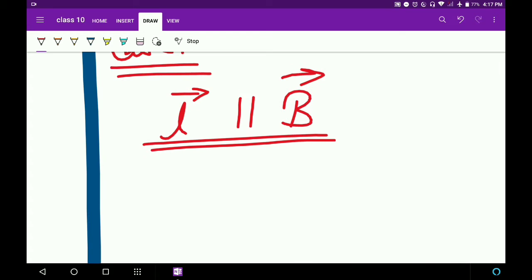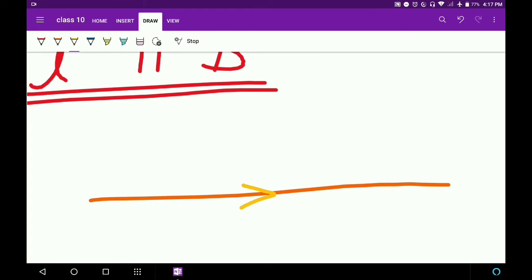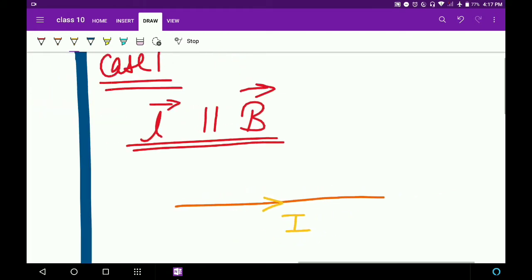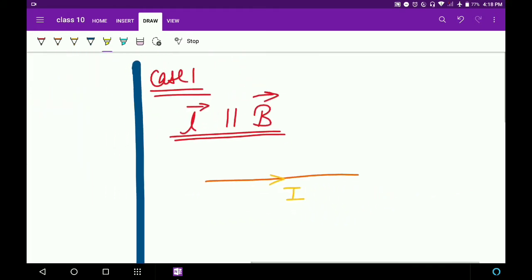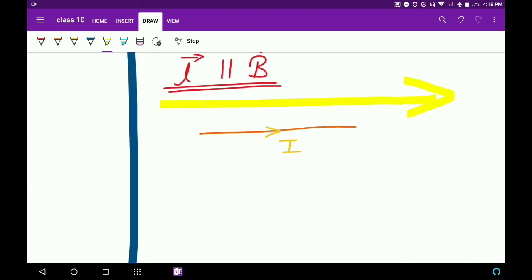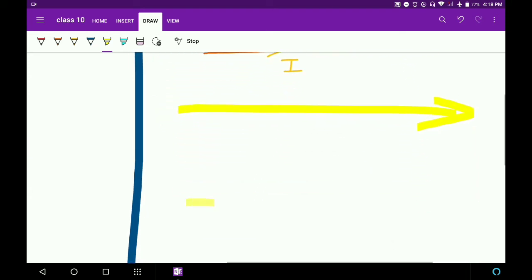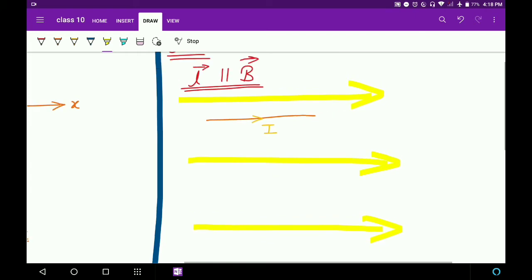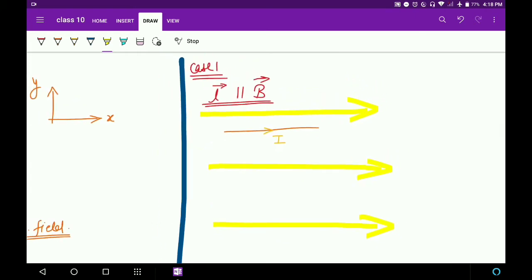Now if my wire which I have kept is like this, where the current is flowing in this direction, and let us assume that the magnetic field is also in this same direction. So if you see carefully, current as well as magnetic field both are along x-axis. If both are along x-axis, it means they are parallel, right?